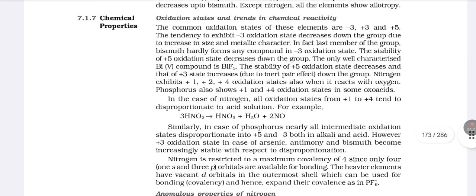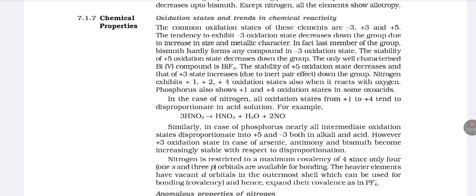Chemical properties. Oxidation state and trends in chemical reactivity. Common oxidation states of these elements are -3, +3, and +5. The tendency to exhibit the -3 oxidation state decreases down the group due to increase in size and metallic character. In fact, the last member of the group, bismuth, hardly forms any compound in the -3 oxidation state.